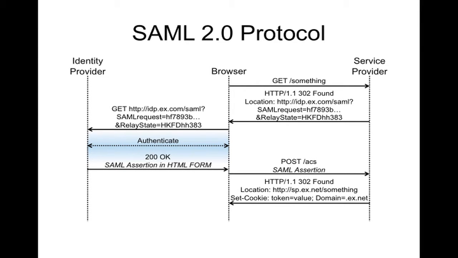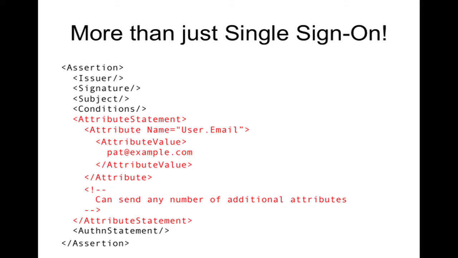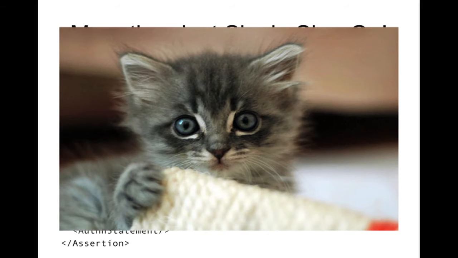The SAML 2.0 protocol is not that complicated. It's XML at its core, sure, but it's a bunch of browser redirects and form posts to request authentication from the identity provider and bring back a signed XML assertion. Now that assertion contains identity, but it can contain arbitrary attributes: email address, job grade, a picture of your fluffy kitten. SAML can carry anything you want it to.